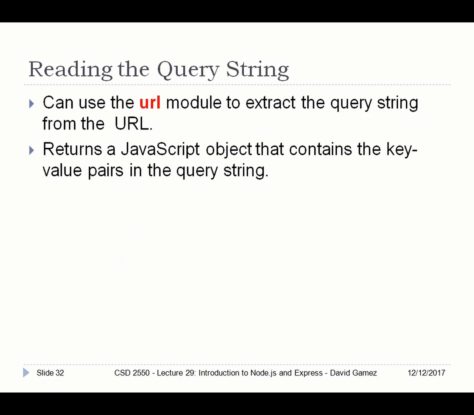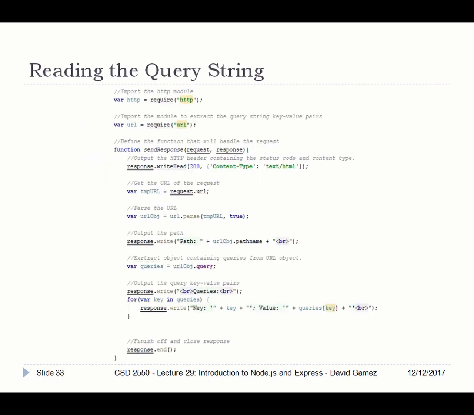So, if we want to extract the query string, we could do a lot of messy string processing, and look for the question mark, and then fish out the key value pairs using maybe a regex or something like that. But instead, Node has this lovely URL module that will do all that hard work for us. So the URL module will process the URL, and we can then extract from it a JavaScript object that contains these key value pairs in the query string, which makes it much easier to pull out the data that we need. So I'll just show you how to do that.